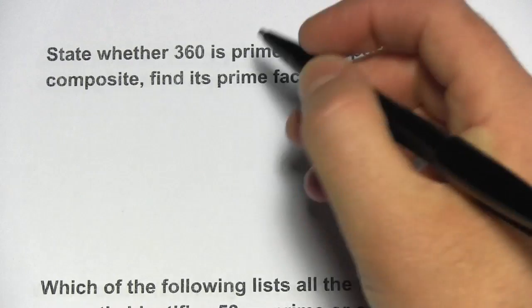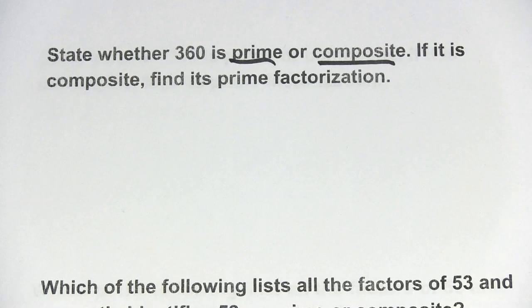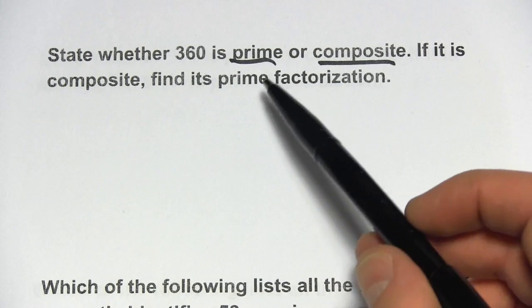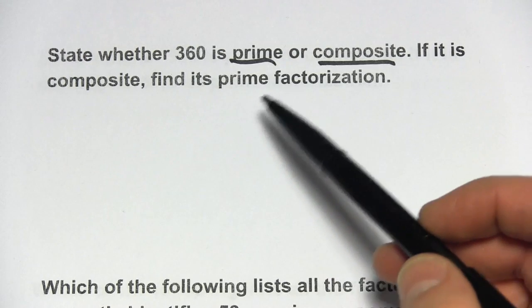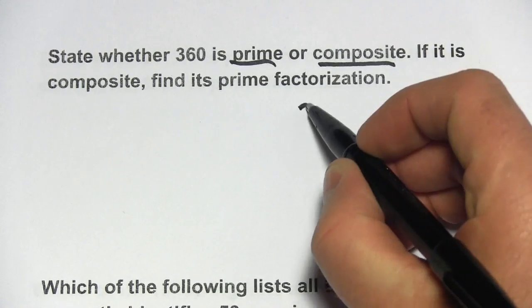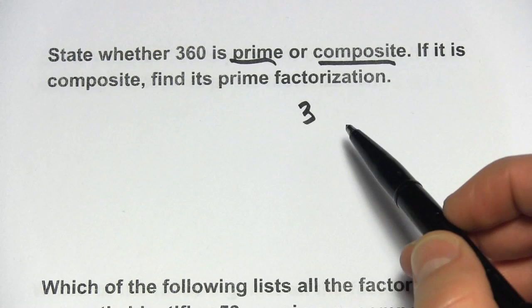In these problems, we're talking about prime and composite numbers. You may have heard of prime numbers before. Those are numbers where they're only divisible by 1 and themselves. They have no other factors. So the number 3, for example, is prime. Only 1 times 3 makes 3, no other combination.